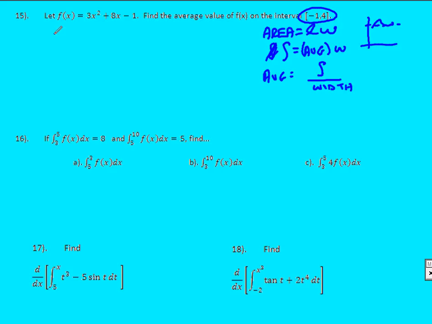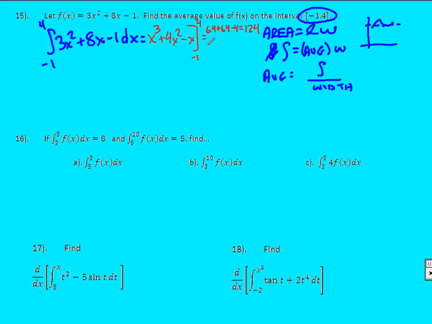So let's first take the integral here. It's the integral of 3x squared plus 8x minus 1, and we're going to integrate it from -1 to 4. So when I integrate, I'm going to get x cubed plus 4x squared minus x, evaluated at 4 and -1. If I plug in 4, I should get 64 plus 64 minus 4. So that's 128 minus 4, 124.